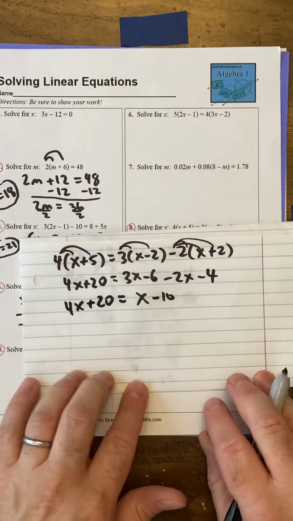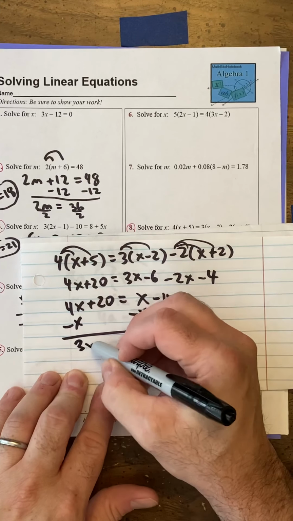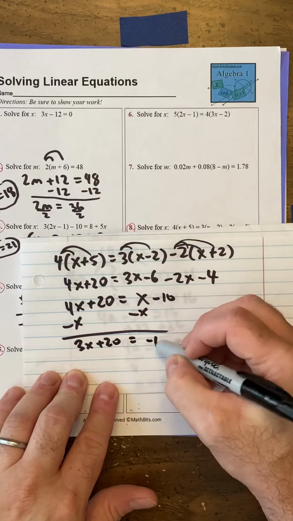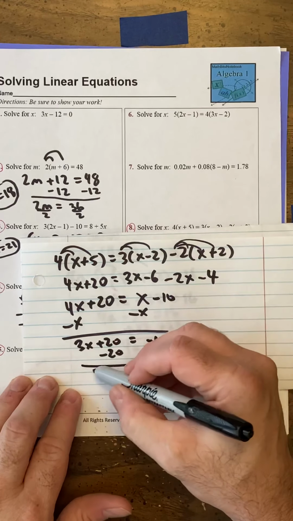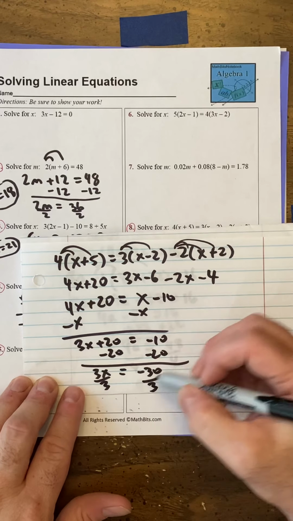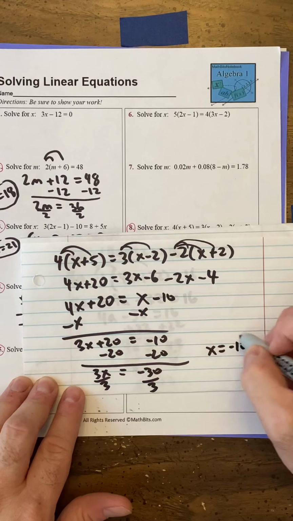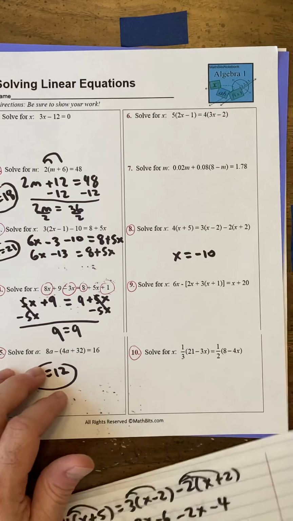To get the like terms together, you could subtract x from both sides. So you're going to get 3x plus 20 equals negative 10. Subtract 20 from both sides, and you're going to get 3x equals negative 30. Divide by 3, and you get x equals negative 10. So the answer for this one is x equals negative 10.